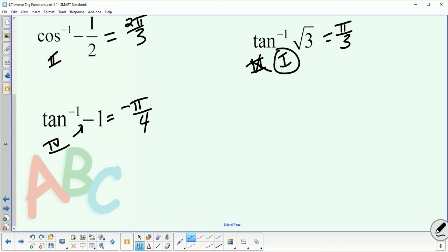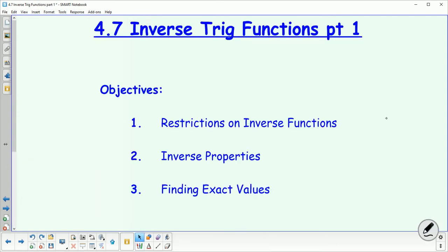Okay, so that's how we're going to evaluate those functions. The big thing you need to keep in mind is what quadrant we're dealing with. So sine is going to be quadrants 4 and 1. Tangent is also going to be quadrants 4 and 1, and cosine will be quadrants 1 and 2.